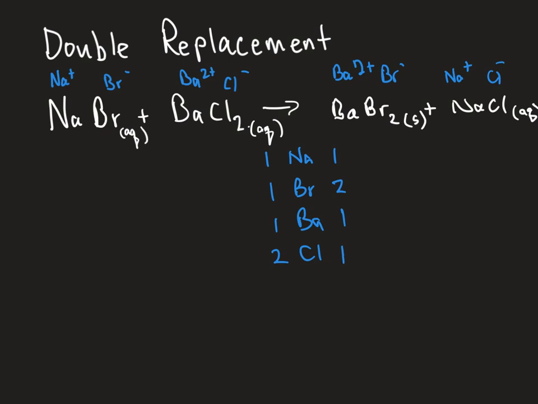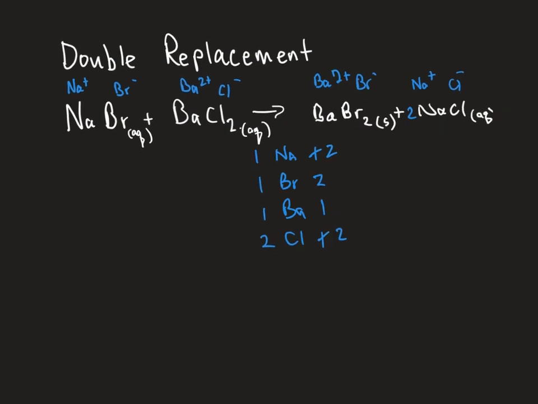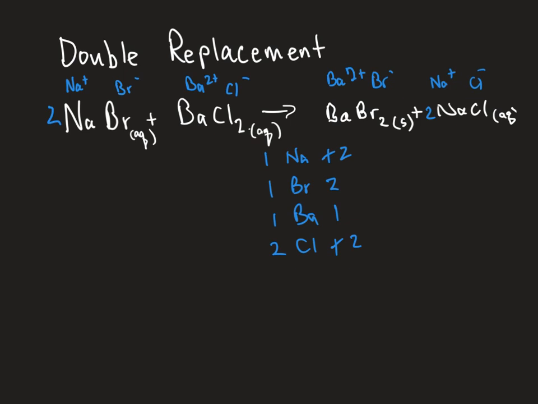In order to balance this equation out, let's start with the chlorines. We have 2 chlorines on the left. We have 1 on the right. We can put a 2 here. It's going to change that. It's going to change this. Now I have 2 sodiums on the right. I can balance this out by putting a 2 over here, and that's going to change this and change the bromine, and now it's balanced. So there's an example of a double replacement reaction for you.